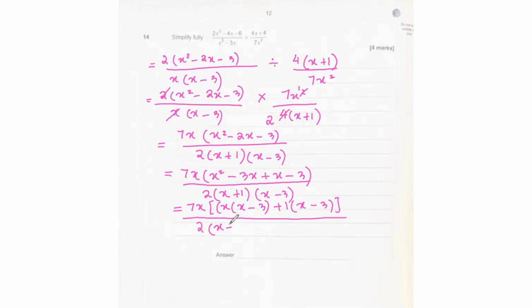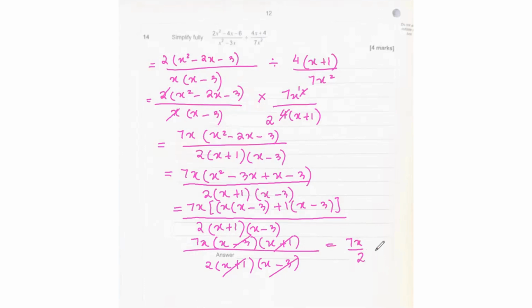So then we write the denominator as it is. After that, we're going to take the x minus 3 common, so 7x bracket x minus 3, and then x plus 1 comes in the other bracket, over 2 times x plus 1 times x minus 3. As you can see, the x minus 3 is getting cancelled out, and so is the x plus 1, because they're getting multiplied to each other. So we're left with 7x over 2 as the simplified fraction for this question.